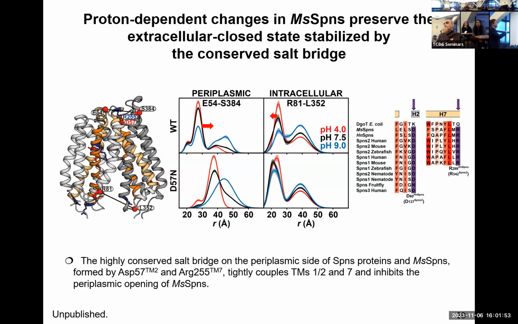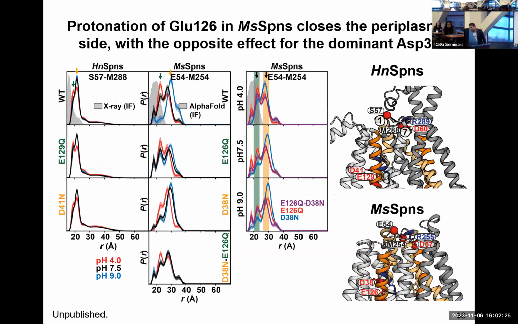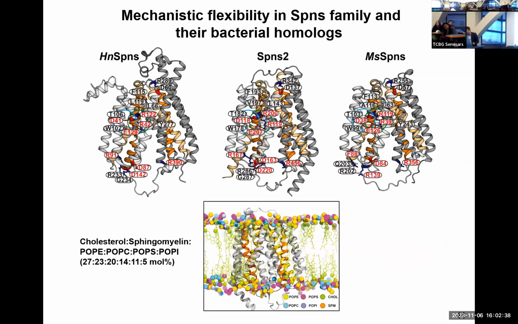And what we could see in the case of the MsSpns, indeed, as soon as we have this E57N, we have the shift to the longer distances on the periplasmic side and the intracellular side closes. So in fact, that salt bridge keeps the protein in the outward closed conformation. And all of those conformational changes that I mentioned here happen in the presence of that salt bridge. Because the distance changes are between 20 and 30, but as soon as we disrupt that salt bridge, the changes go to, let's say, 40 and 50. So all of those conformational changes involved in the transport are happening for that.